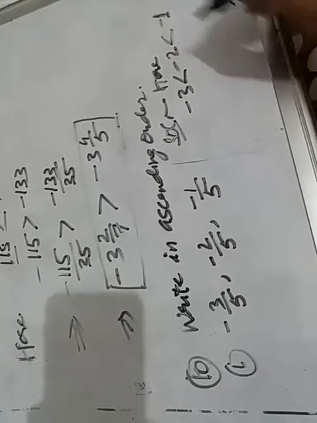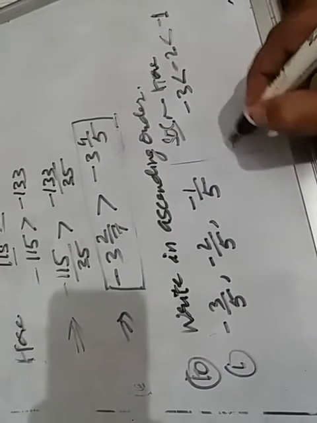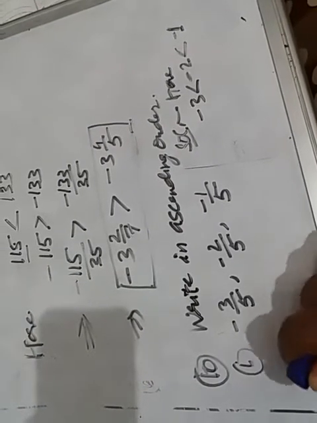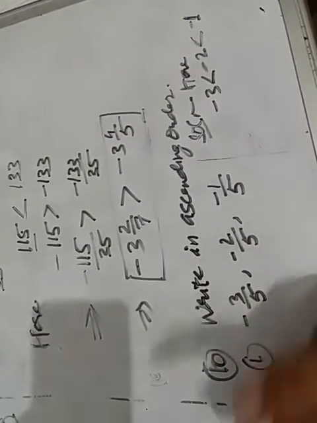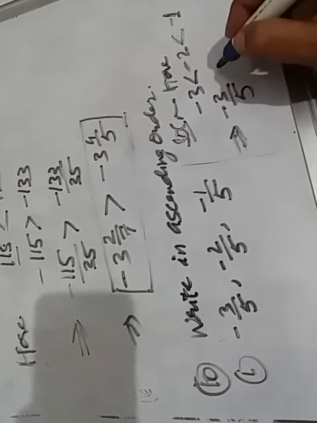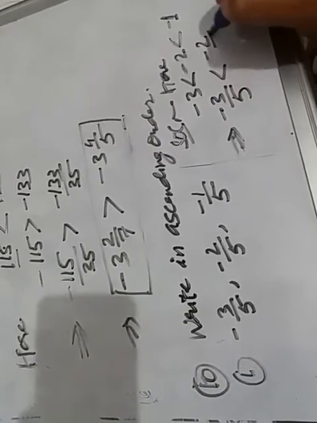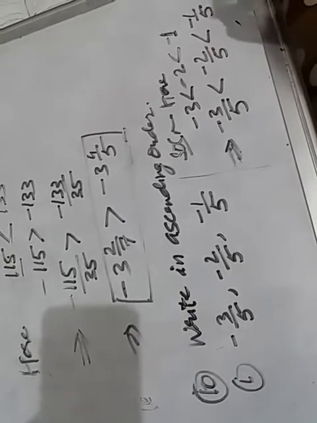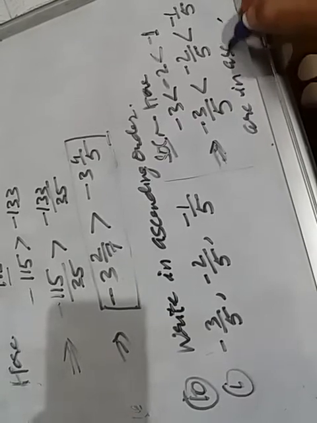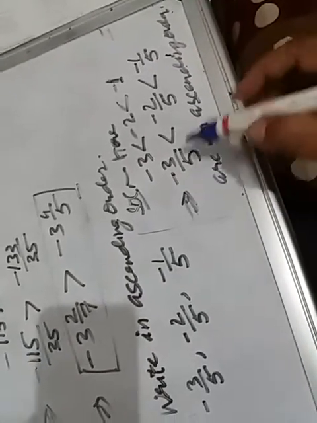Okay children, so now you can write, this implies that minus 3 upon 5 is less than minus 2 upon 5. Clear? And this is less than minus 1 upon 5. What does it mean? These are in ascending order.